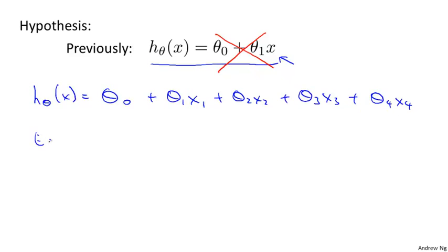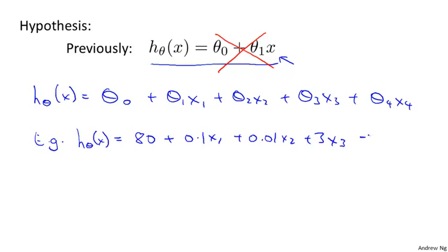Concretely, for a particular setting of our parameters, we may have h of x equals 80 plus 0.1 x1 plus 0.01 x2 plus 3x3 minus 2 x4. This would be one example of a hypothesis. And remember, a hypothesis is trying to predict the price of the house in thousands of dollars. This is saying that the base price of a house is maybe 80,000 plus another 0.1. So that's an extra $100 per square feet.